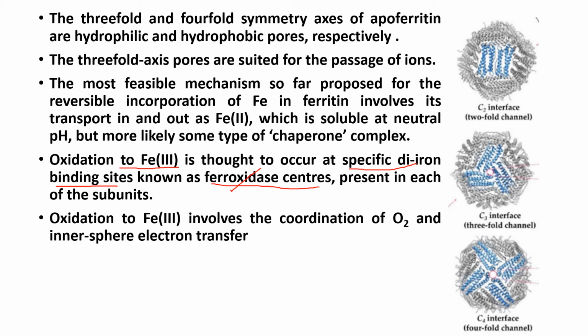Oxidation to iron 3 involves the coordination of oxygen, molecular oxygen, and an inner sphere electron transfer. Oxidation is loss of electrons, so an electron transfer occurs. Otherwise, there is a coordination of oxygen.